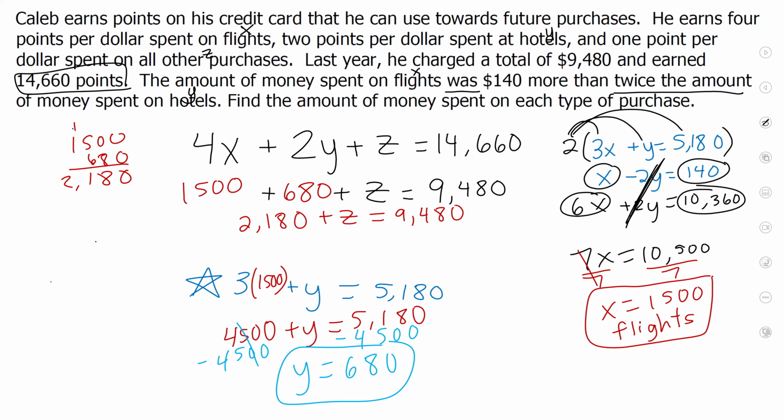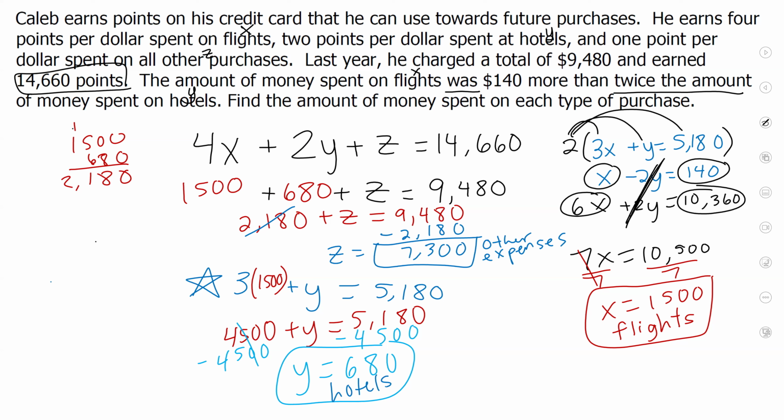What should I do to both sides? Yep, subtract 2,180 and I get 7,300. So this is how much money I spent on other expenses. And Caleb spent $680 on hotels.